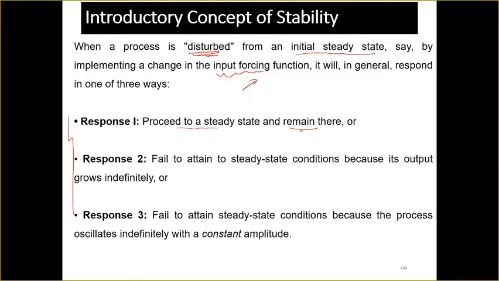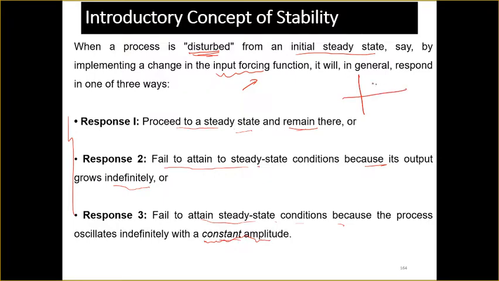Three conditions may be there. First, if we disturb the system, then it will again remain in the steady state and remain the same. Second one, failed to attain the steady state condition because its output grows indefinitely, right? And third, failed to attain the steady state condition, but it oscillates continuously with a constant amplitude.